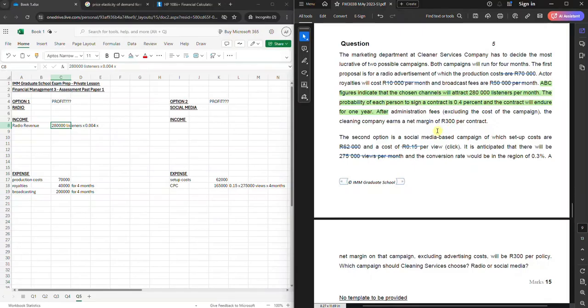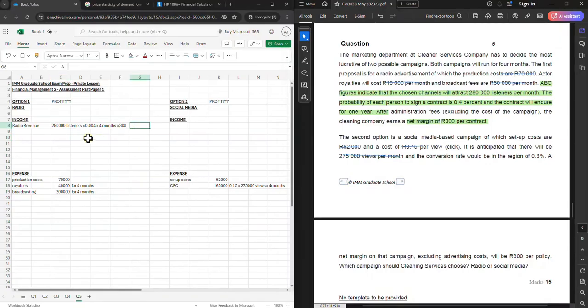How much money do we make? And that's times 4, because for 4 months. That whole sum times 4. Well, the listeners is per month, so agree. And how much money do we make? 300 Rand per person that signs up. Yes. Okay, so we've got that first bit. All right, and we now can work out our revenue.